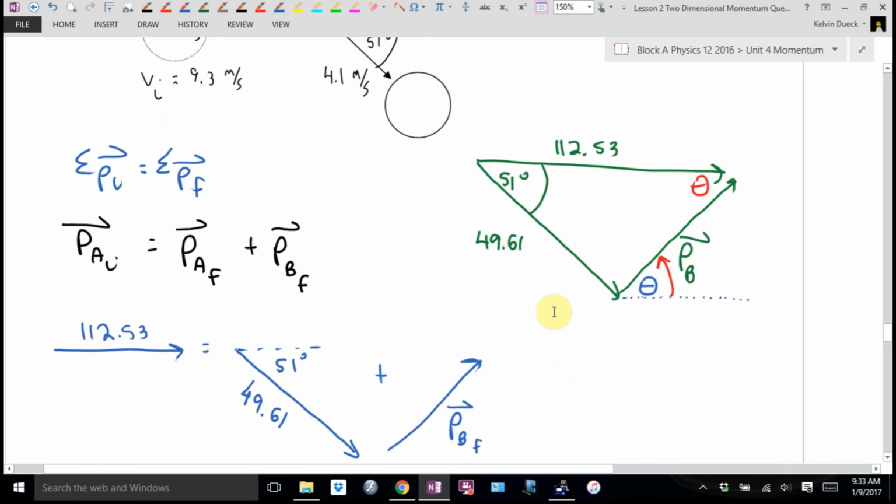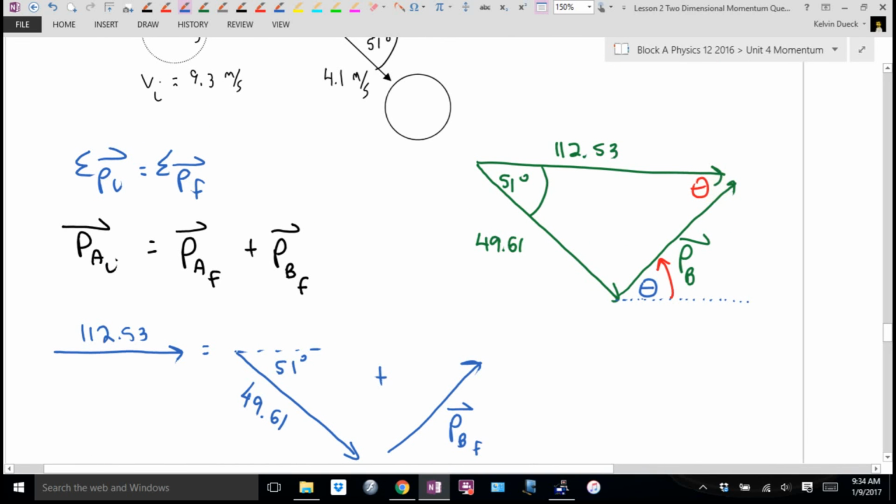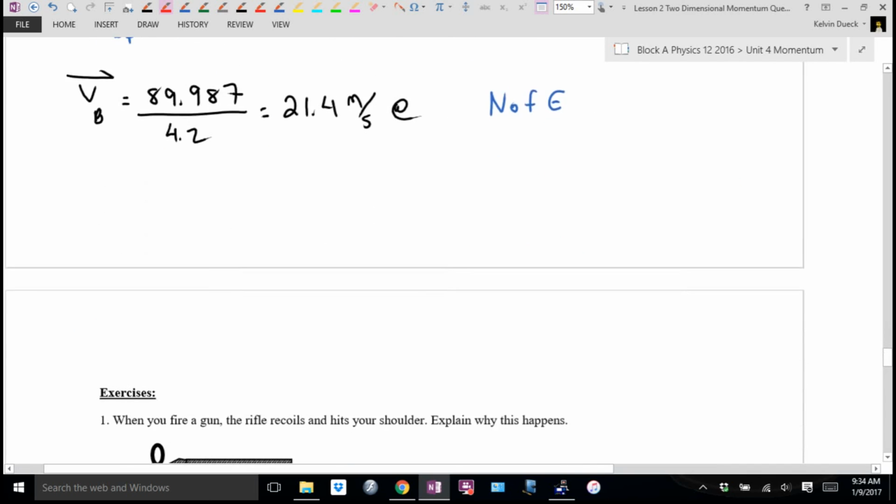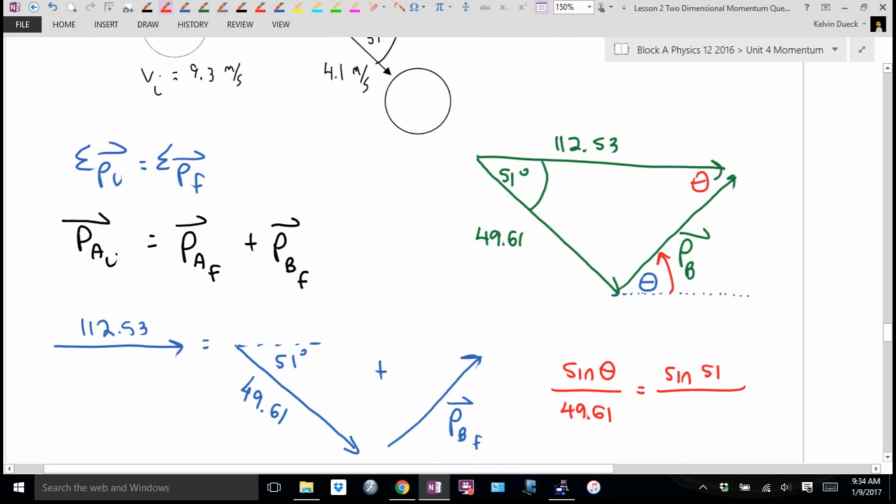How can I find this theta here? It's going to be the sine law. The sine, let's do it in red so it stands out, of my mystery angle theta divided by what's across from it equals the sine of the angle that I know, 51, divided by, and as Connor did point out, I now know PB. It was 89.987.